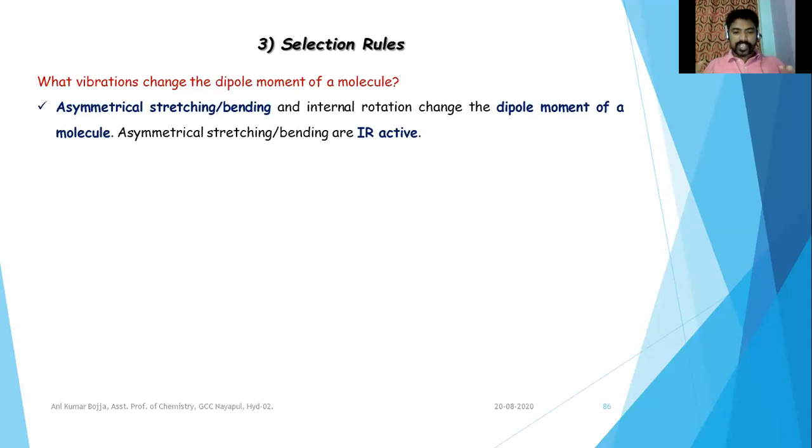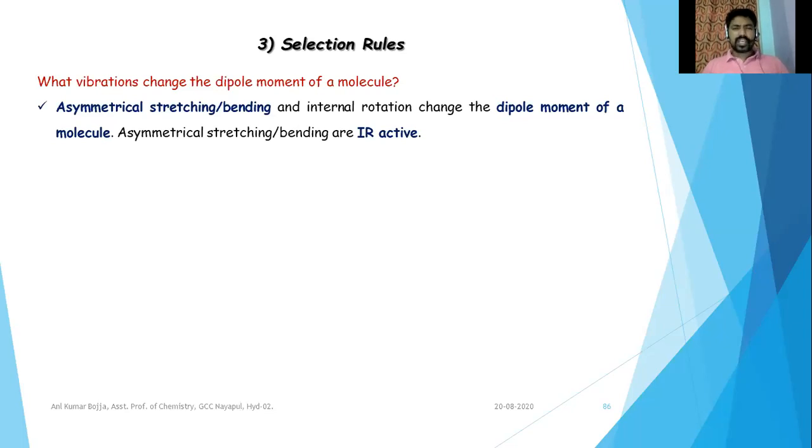Suppose, in the case of symmetrical stretching and symmetrical bending vibrations, even though the molecules are polar, if there is no change in the dipole moment value, such vibrations won't appear. Such vibrations will not be recorded by the infrared spectrometer.